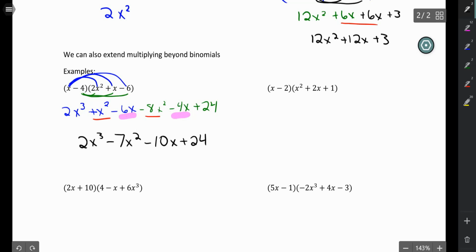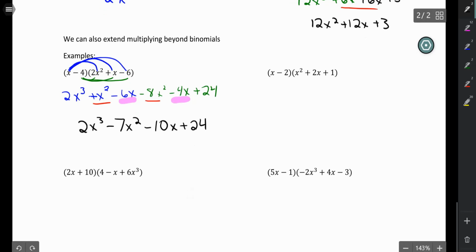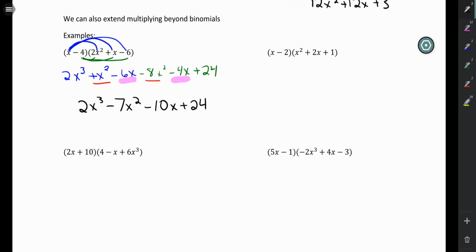There we go. Okay, so it's the same process that we have done before. We just have to do it one more time, and we have to be a little bit more careful in finding those like terms, okay? Let's go ahead and do this one more time, make sure we've got it, and then we'll do it with the box.